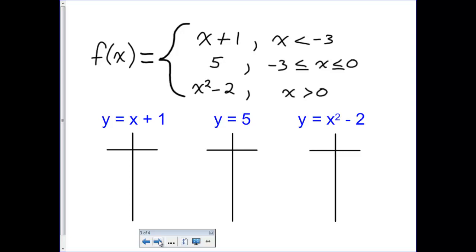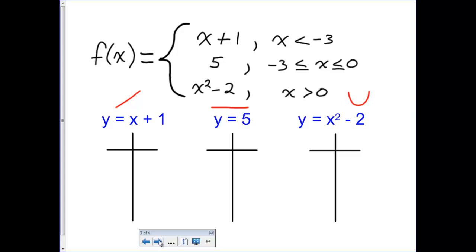Pretend that what we have is really three different equations: y equals x plus 1, y equals 5, and y equals x squared minus 2. Keep in mind that the first equation is linear and angled. The second one is also linear, however it's a horizontal line. And the third one creates a parabola, because it's quadratic, which is a U-shaped curve, but only over certain intervals.